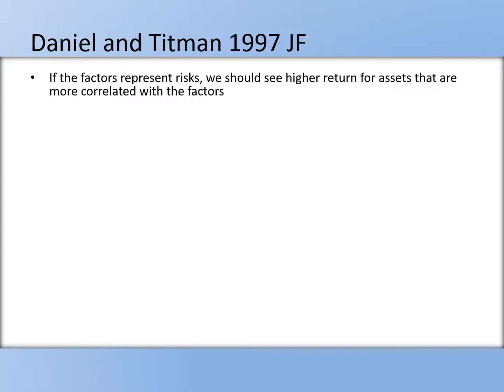So this paper, the idea is, if the factor represents risk, then we should see higher return for assets that are more correlated with the factors, right? The idea is, your stock has high return because you are exposed to risk. If you believe this logic to be true, then the more exposed I am, the more return I should get, right? That's the whole point. More exposure, more risk, more return. So is this actually true?